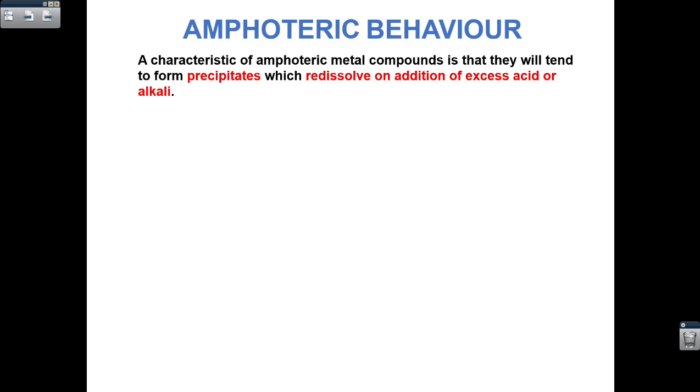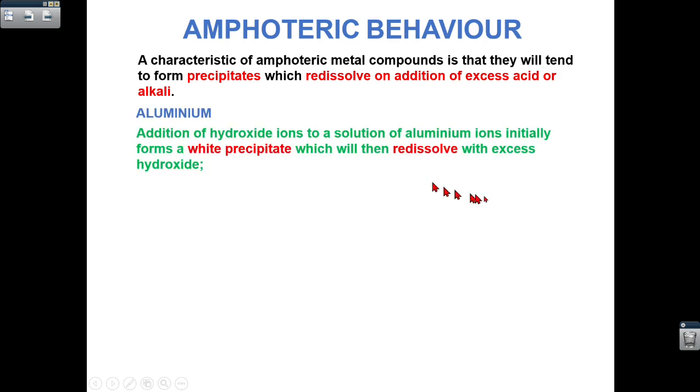So if you focus in a little bit more on these amphoteric compounds, quite often you might be asked in an exam to discuss the precipitation reactions of these amphoteric compounds, because what we tend to find is that they will form precipitates that redissolve on addition of acid or alkali. So if we show aluminium as an example of this, if we take something like aluminium chloride, which will dissolve in water to give you a clear solution of aluminium ions, and add hydroxide ions to that clear solution, that will form aluminium hydroxide, which is a white precipitate.